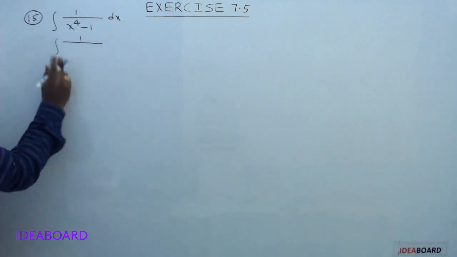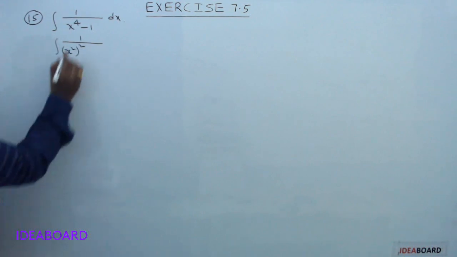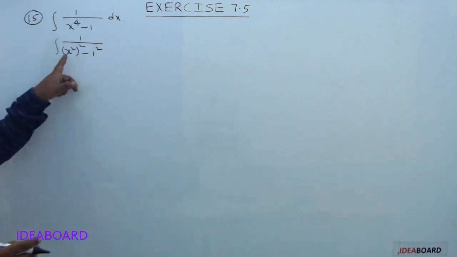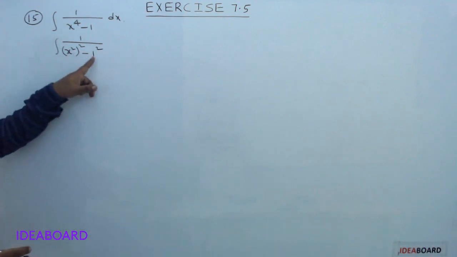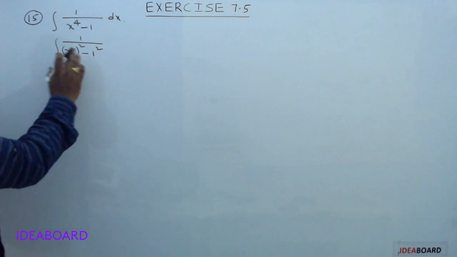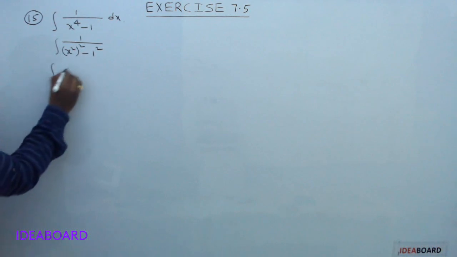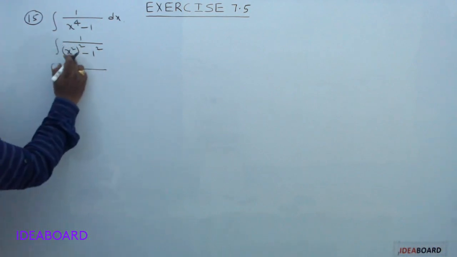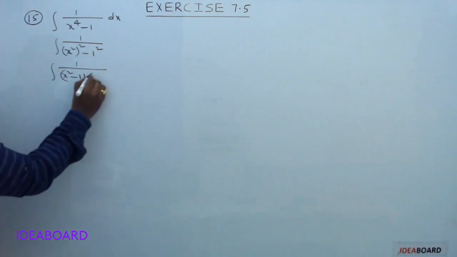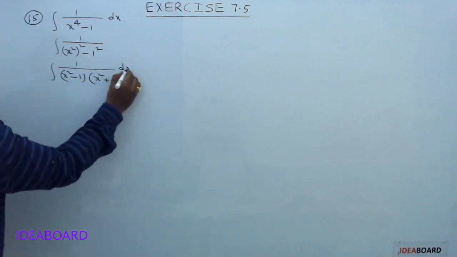Integral 1 divided by x power 4 can be taken as x square whole square, minus 1 can be taken as 1 square. If you consider x square as a and this 1 as b, it is of the form a square minus b square. Now what are the factors? a minus b into a plus b. So this is integral 1 divided by a is x square minus b is 1, into a is x square plus b is 1, dx.